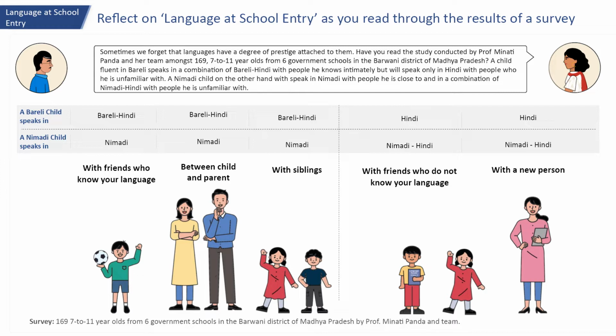A child fluent in Bareilly speaks in a combination of Bareilly Hindi with people he knows intimately, but will speak only in Hindi with people who he is unfamiliar with. A Nimadi child, on the other hand, will speak in Nimadi with people he is close to and in a combination of Nimadi Hindi with people he is unfamiliar with.